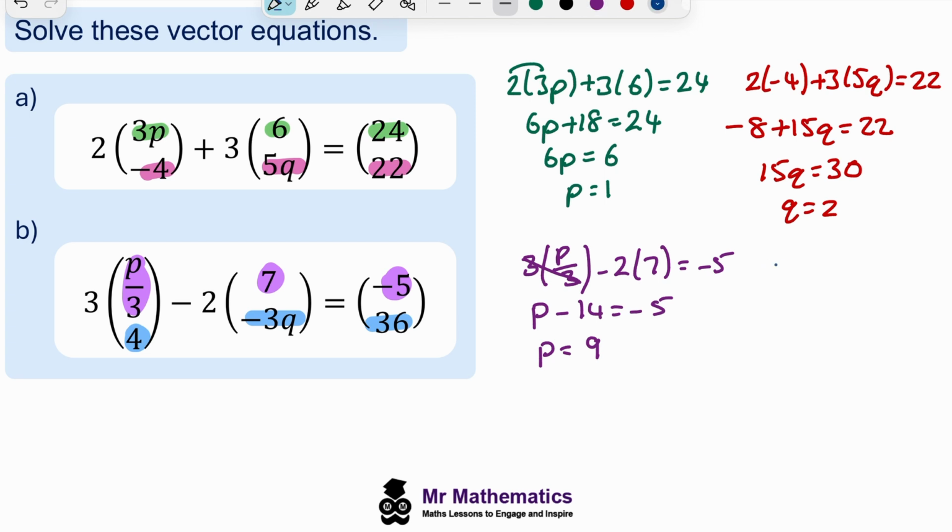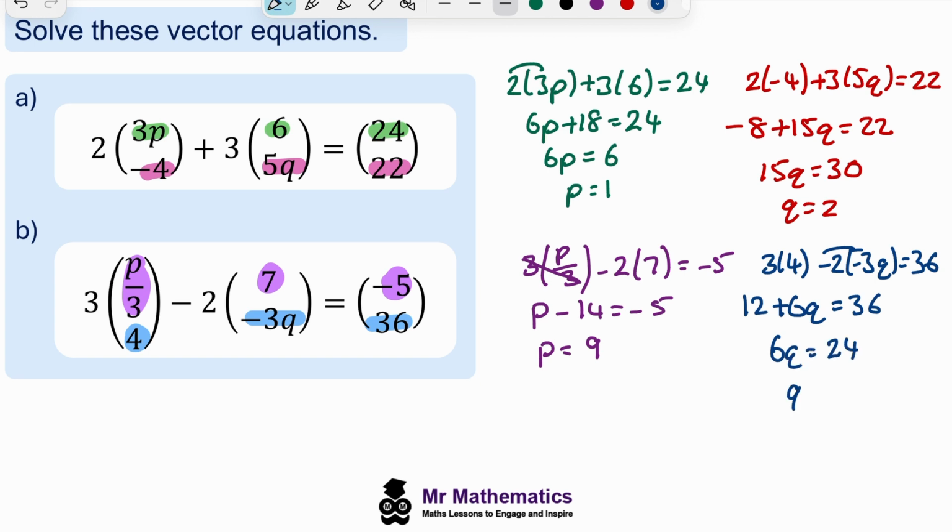And from the vertical components, we'll have 3 lots of 4 minus 2 lots of negative 3q, and that will equal 36. So 12, this will make a positive 6q will equal 36. So 6q will equal 24, and q must equal 4. How did you get on? And in the next set of examples, we're going to have the unknown on both sides of the equation.